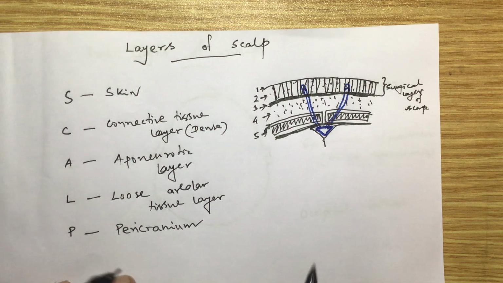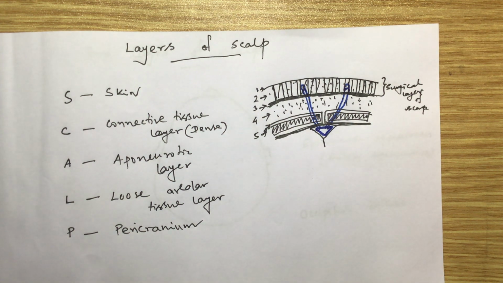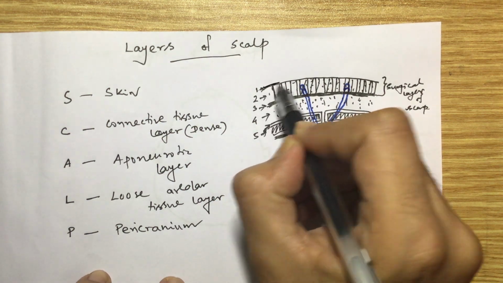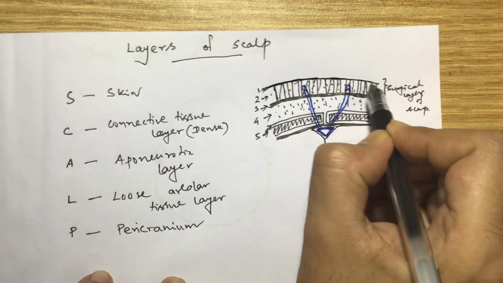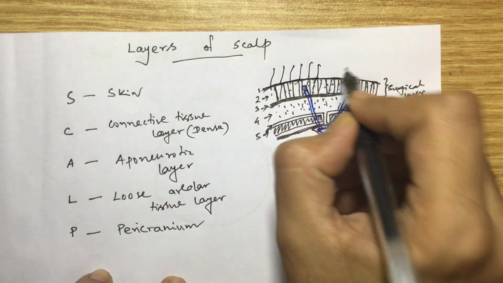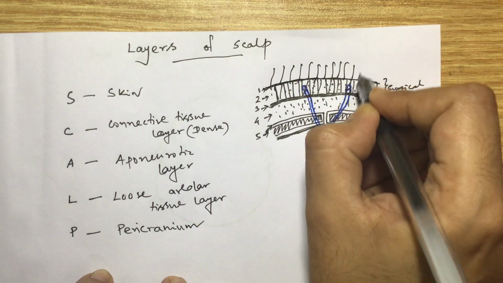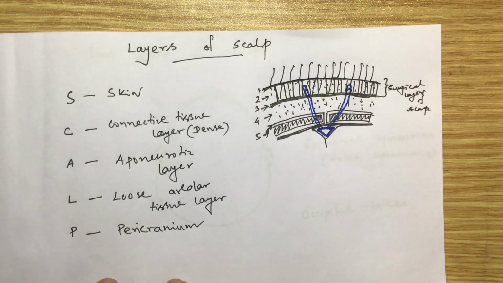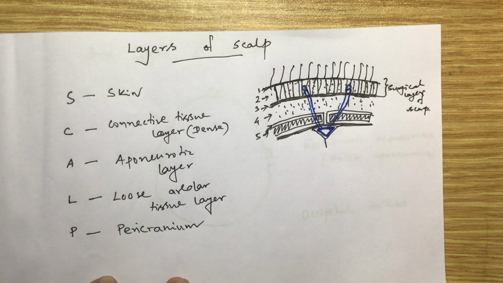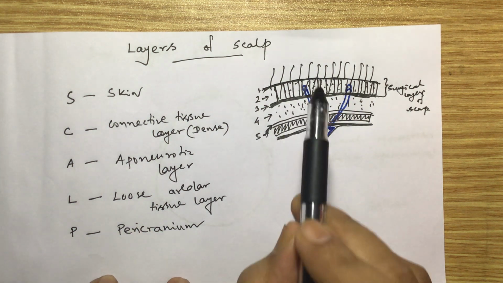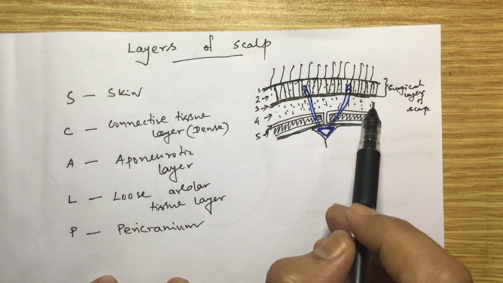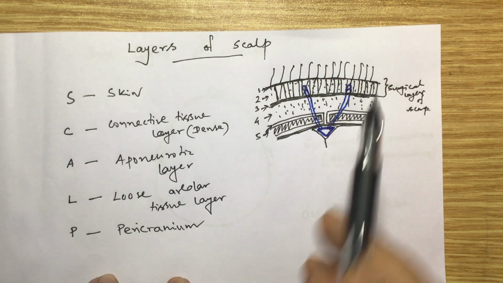Now, if we describe the layers further, the first layer, the skin, is the thicker one, and it contains hair. Actually, the maximum number of hair follicles are present in the scalp and also sebaceous glands, and that's why the scalp is one of the important areas for sebaceous cyst.